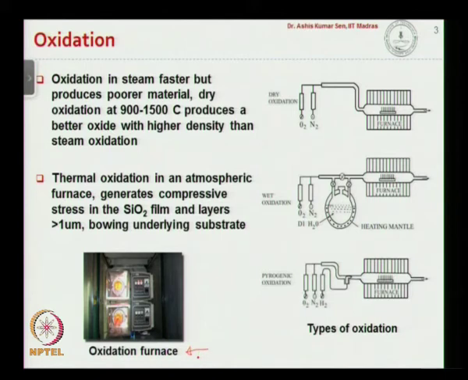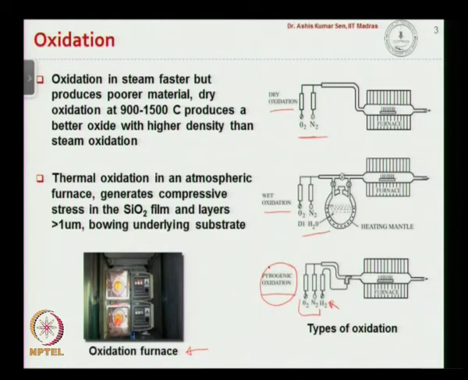So here on the right you see different oxidation processes. One is the dry oxidation, which uses oxygen and nitrogen in the furnace. In wet oxidation we use, in addition to oxygen and nitrogen, steam. Okay. And in pyrogenic oxidation, in addition to oxygen and nitrogen we also use hydrogen. Okay. So hydrogen can burn itself, which is the reason why it is called pyrogenic oxidation.